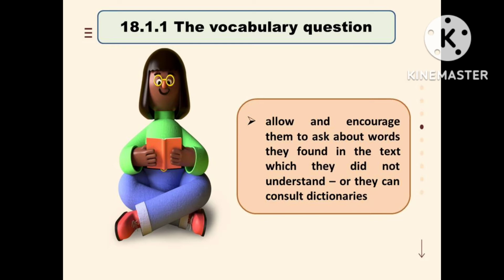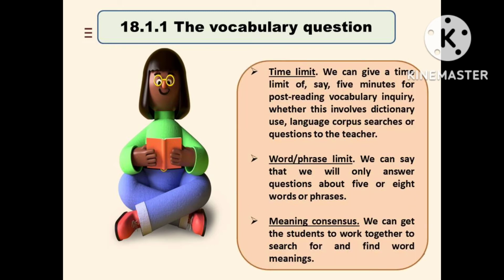Thus, for example, we will allow and encourage them to ask about words they found in the text which they did not understand, or they can consult dictionaries. But of course, this process could take up a considerable amount of time, so we need to reach some kind of bargain with our students so that meaning explanation and searches do not become completely unmanageable. So there are three ways of doing this.